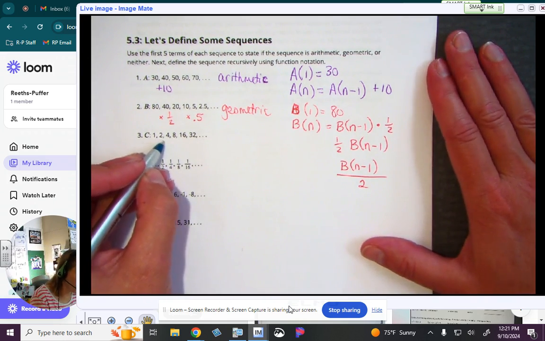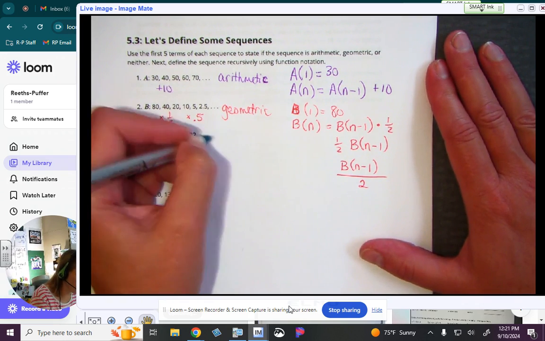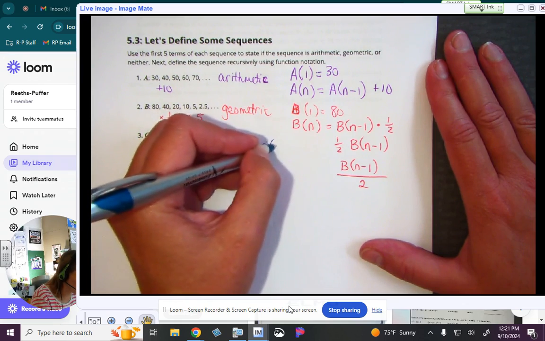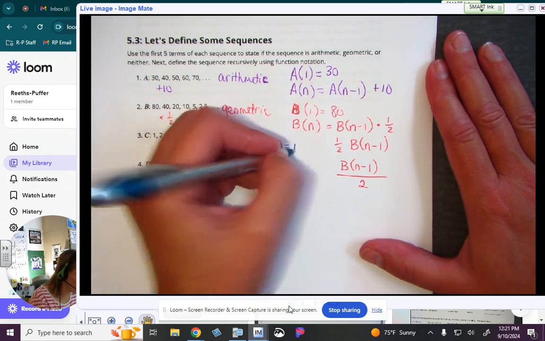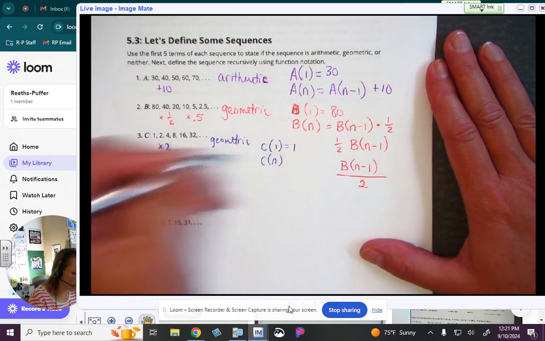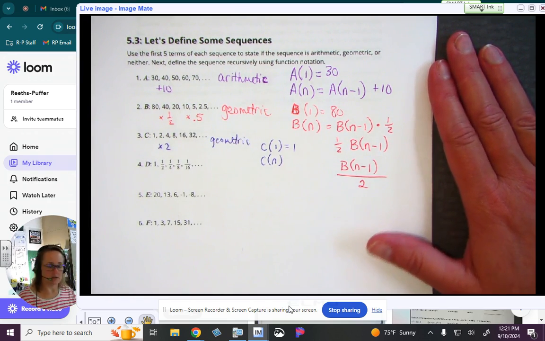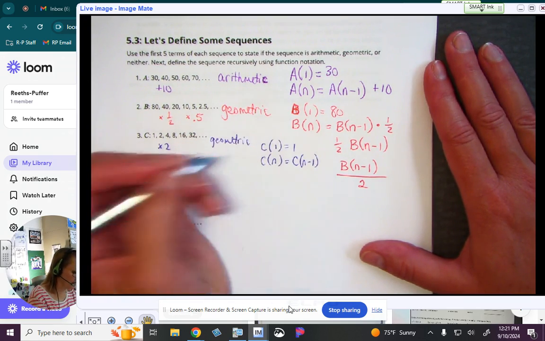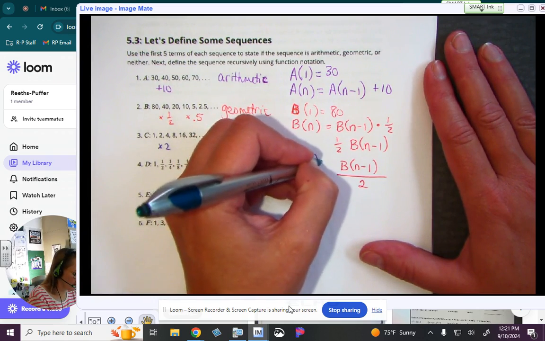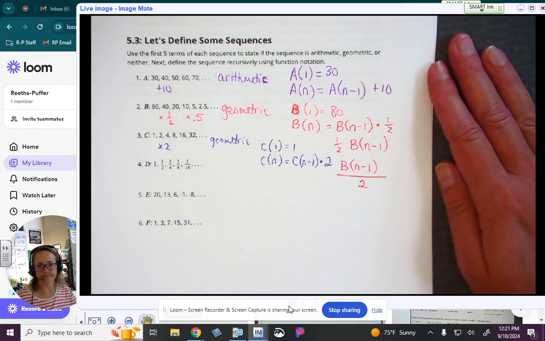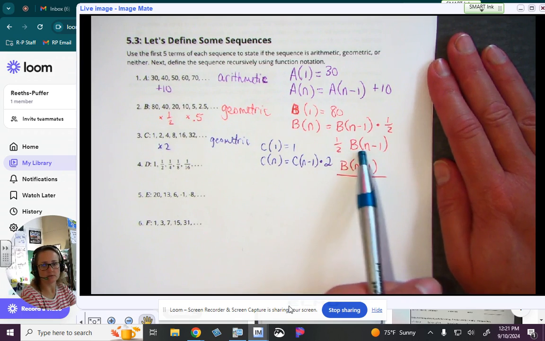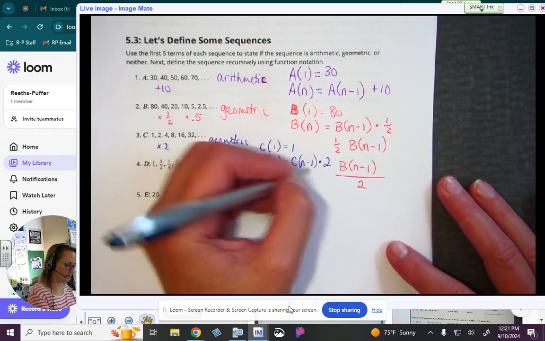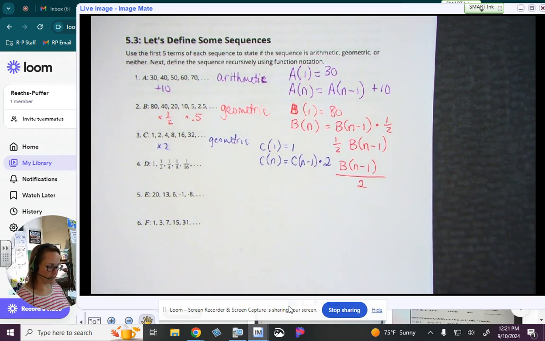All right, our next one, multiplying by 2, looks like a geometric function. Sequence C starts with the number 1, and to find every term after that, we're going to take the term before it and multiply it by 2. Again, we could put it in front, or we could put brackets around C of n minus 1. Lots of ways we could represent it.